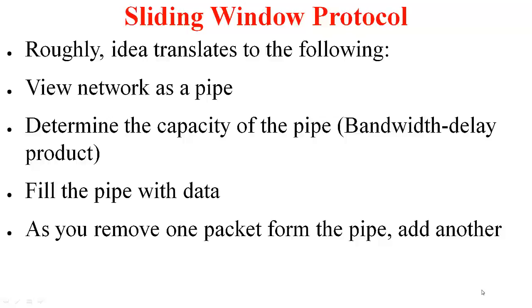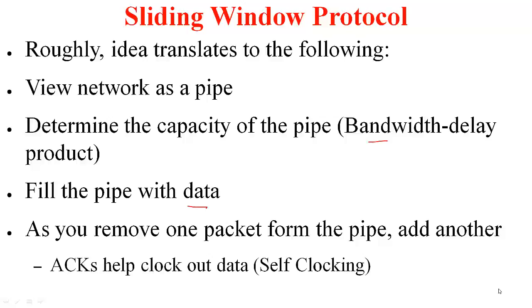In the sliding window protocol, we use the network as a pipe and you determine the capacity of this pipe, which is basically the bandwidth delay product, and then you fill up this pipe with data. This is what we call steady state or equilibrium. Once the pipe is filled up, as you remove one packet from the pipe, you add another into the pipe. Now tell me, who gives you the information that the packet actually has been removed from the pipe so that you can add another? ACKs, right? So ACKs help clock out data. This is called self-clocking. So sliding window protocols possess this very interesting concept called self-clocking.